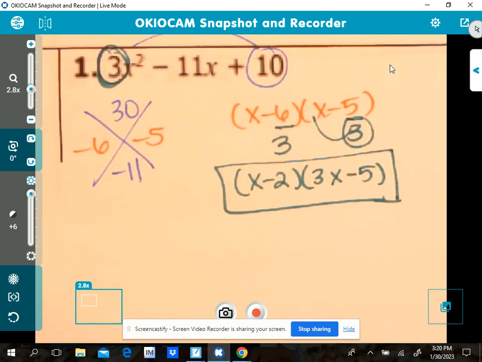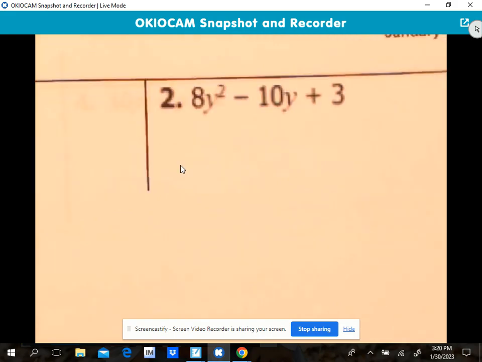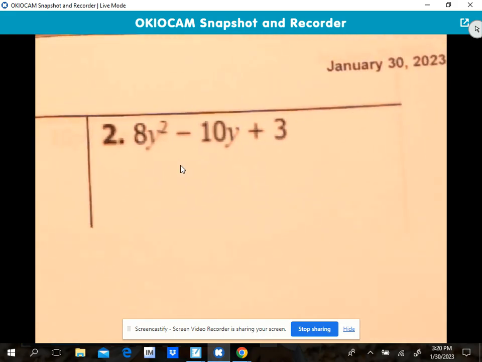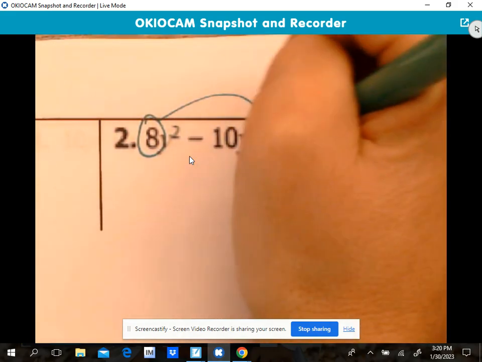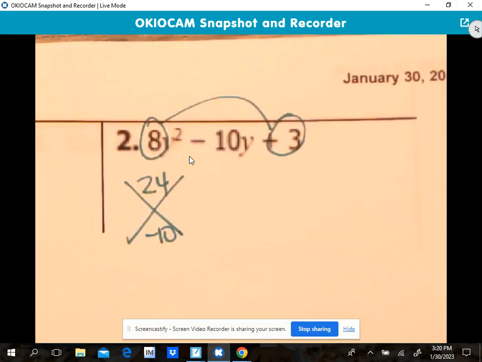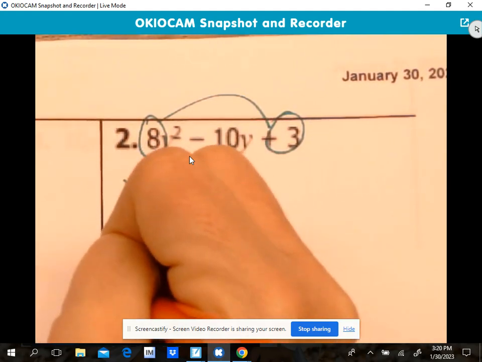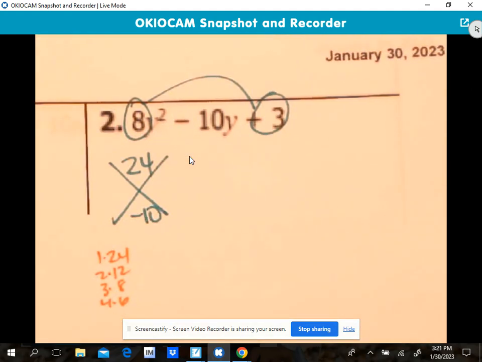Okay, number 2. So let me drag this one over here, just making sure everybody's having time to get it done. All right, again, no GCF. So we're going to do 8 times 3, and that's going to give me 24 and negative 10. Okay, y'all remember, factors, 1 and 24, 2 and 12, 3 and 8, 4 and 6, so forth, okay?